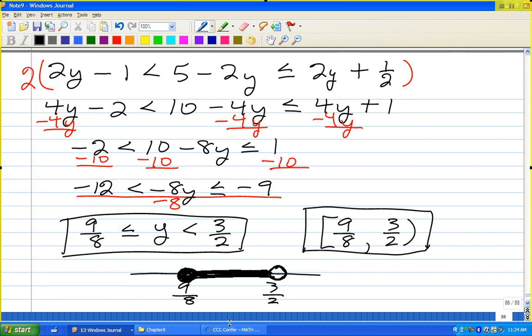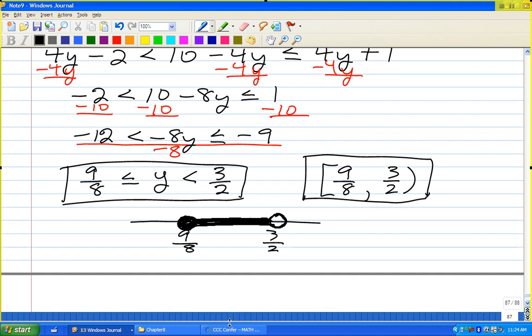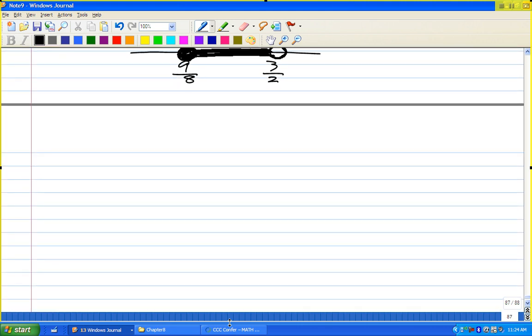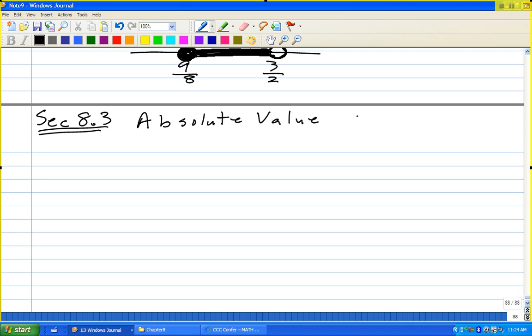So yesterday we finished off section 8.2. Let's start section 8.3: absolute value equations and inequalities.